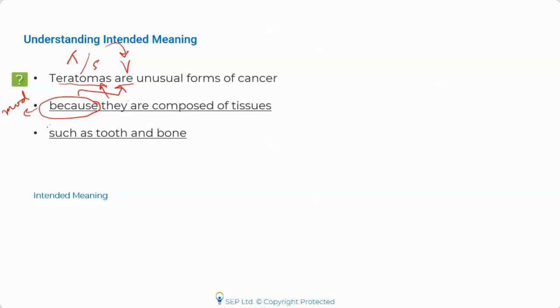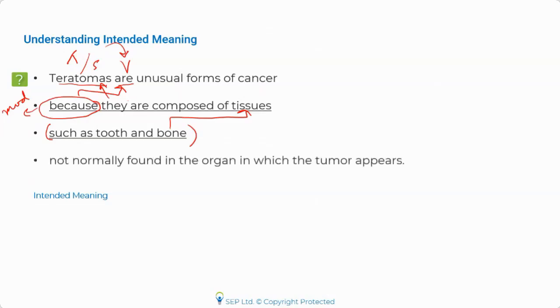Okay, so what can make sense is the type of tissues which are found in tooth and bone. Perhaps these teratomas are also made of similar kinds of tissues, because the teratomas can't be made up of tooth and bone, right? Okay. So I'm saying teratomas are unusual because they are composed of tissues which are found in tooth and bone, not normally found. Now, when you look at not normally found, now found, is it a verb or a verbal, guys?